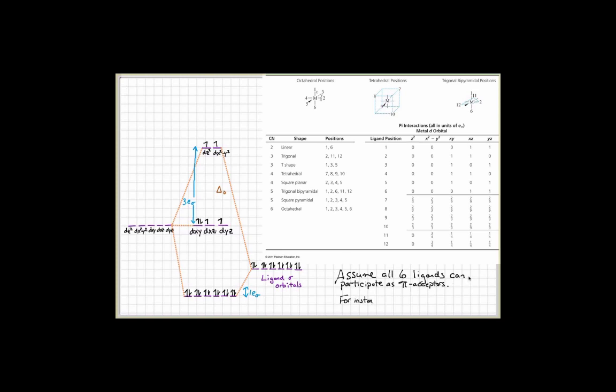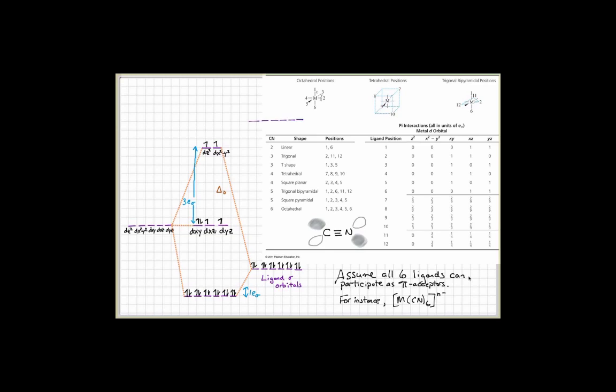So for instance, complex with 6 cyanide ligands, each cyanide can participate as a pi acceptor, in other words, in back bonding of electron density from the metal to the pi star orbitals of the cyanides. Remember, each cyanide has 2 pi star orbitals, which are empty, no electrons.